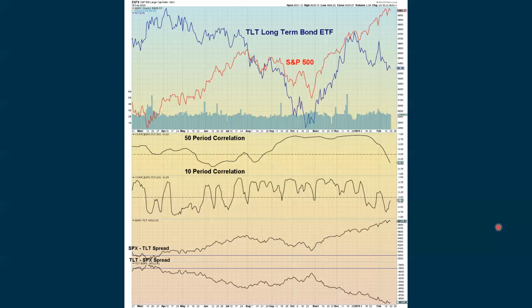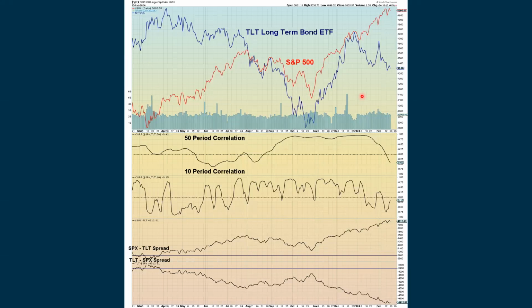Then we look at the TLT, which is the 20 all the way up to 30-year bond ETF. That's in blue. And we have the S&P, which is in red. And you can see that kind of going in opposite directions here. And their longer-term relationship is really starting to not be as strong right now. Although when we look at a shorter-term relationship, it is starting to improve, but it's also not all that strong right now. This is more for information, just to kind of give us an idea.